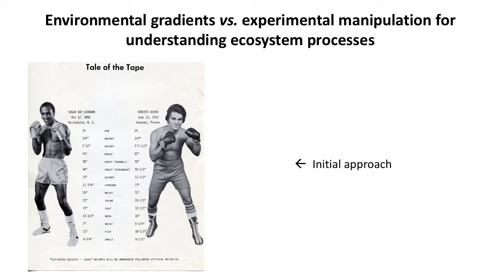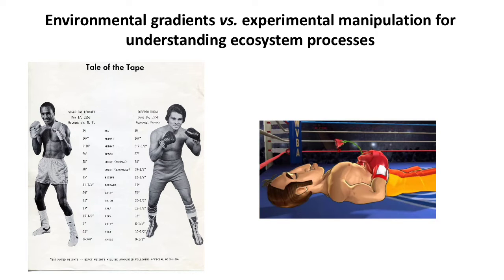So the simple approach I originally planned on taking was just to contrast the use of environmental gradients versus experimental manipulations, sort of in a tale of the tape approach, as they do before boxing matches, for example. I thought that clearly if I did this, there'd be a clear winner. In fact, I should say I fully anticipated experimental manipulations to be the clear winner, since that's what I do. But as is often the case, things are never quite so simple in ecology, and so I need to begin with a little more background about this subject in general.